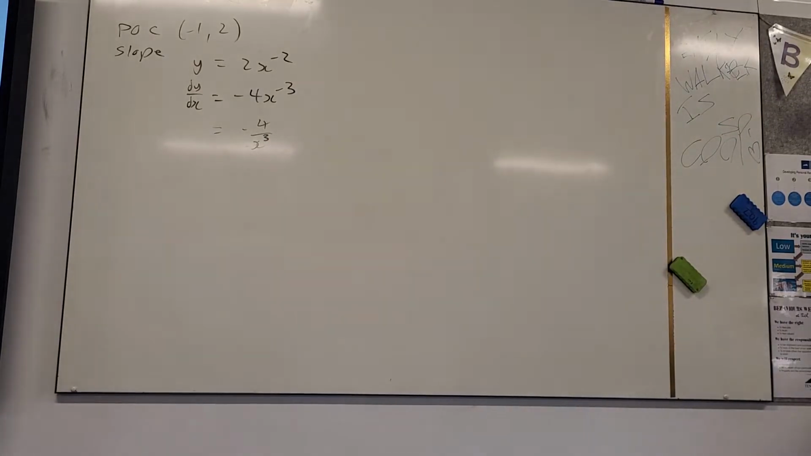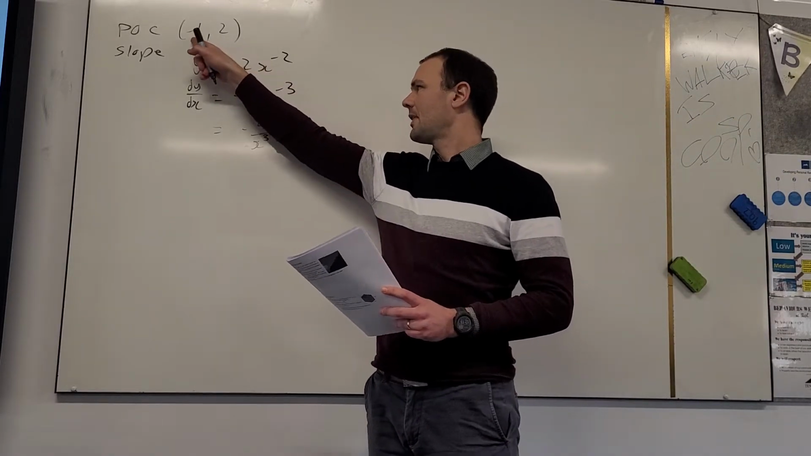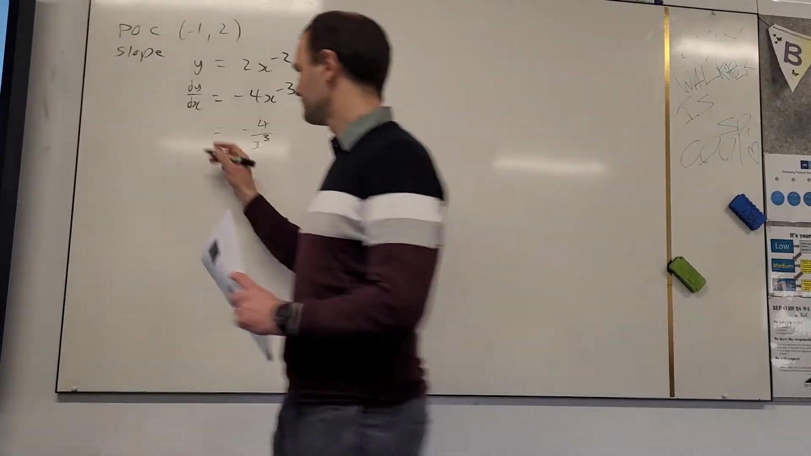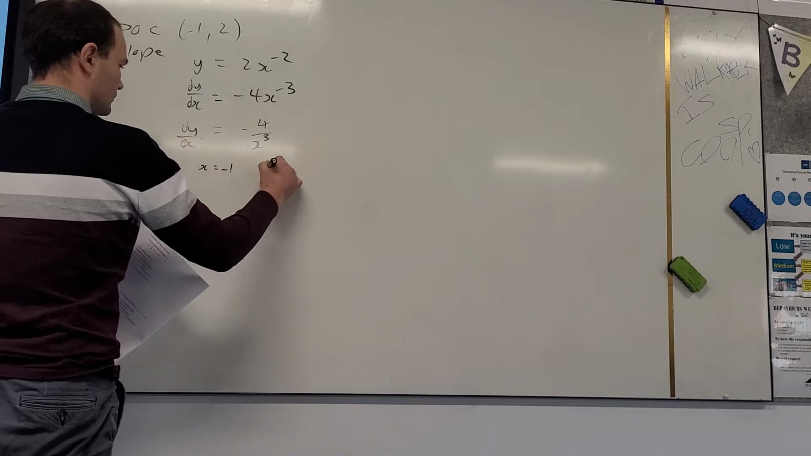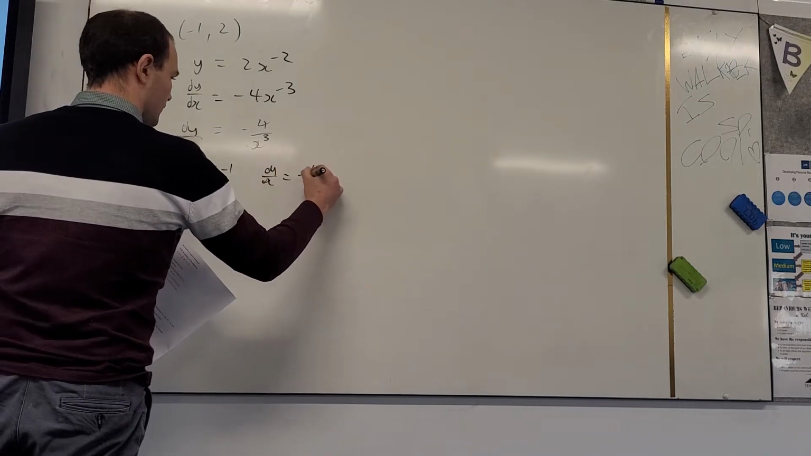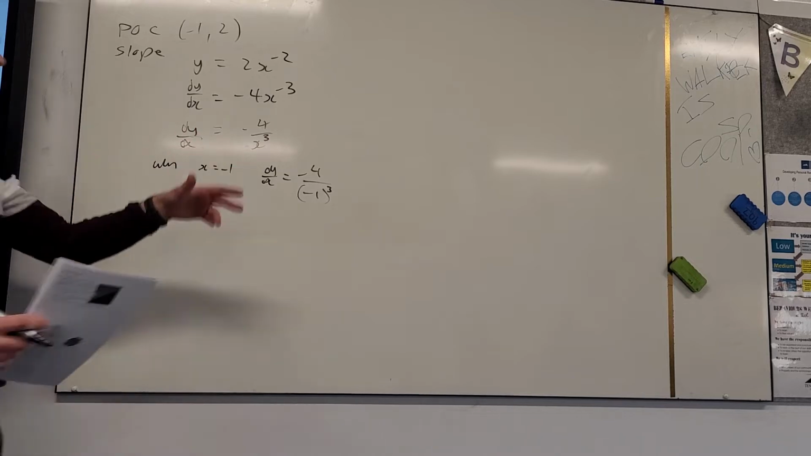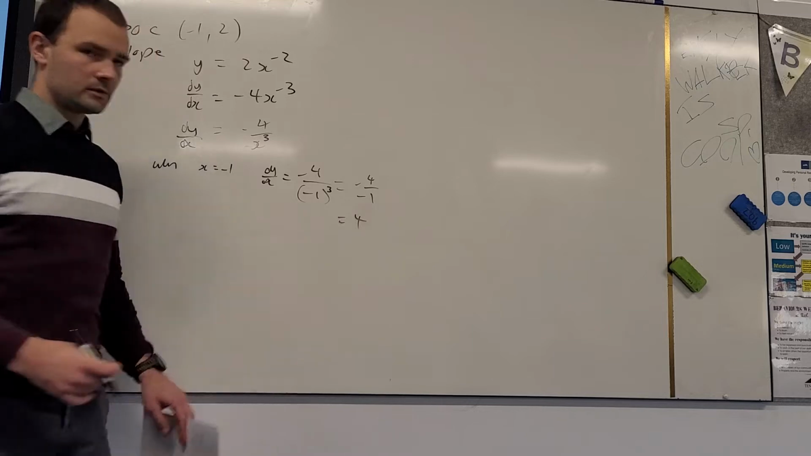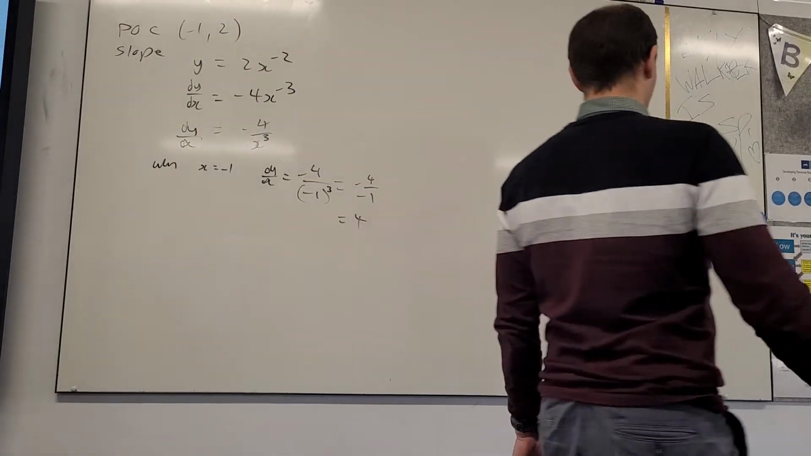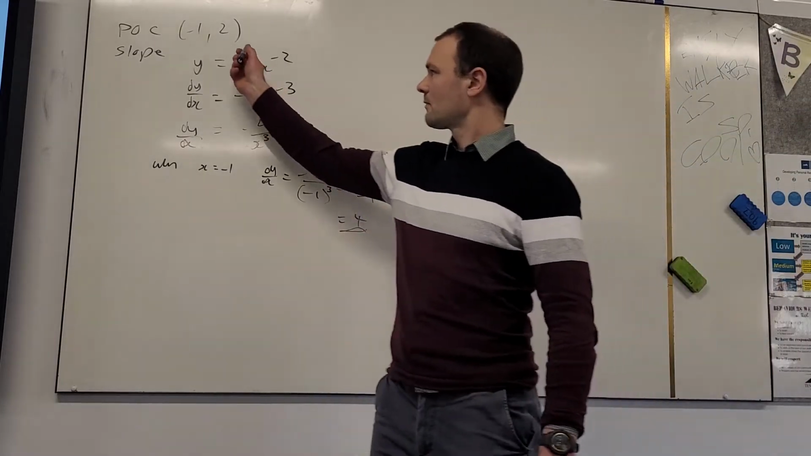We want to know what the slope is when x is minus 1, so we sub that into the derivative equation. Minus 1 to the power of 3, minus 1 times minus 1 times minus 1, is negative 1. So we have minus 4 on negative 1, which is positive 4. So the slope of our tangent is 4. Once we have those 2 pieces of information, we're ready to go.